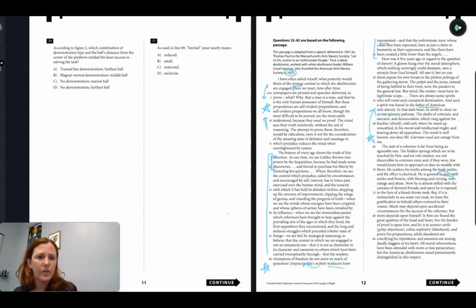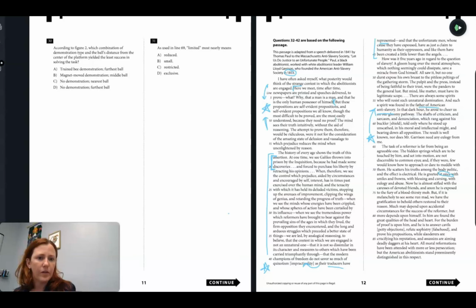Newspapers are printed and speeches delivered to prove what? Why a man is a man and that he is the only human possessor of himself. This is missing connection to the opposition, so we can get rid of that one. But these propositions are self-evident propositions, and self-evident propositions, as we all know, though the most difficult to prove, are the most easily understood because they need no proof.